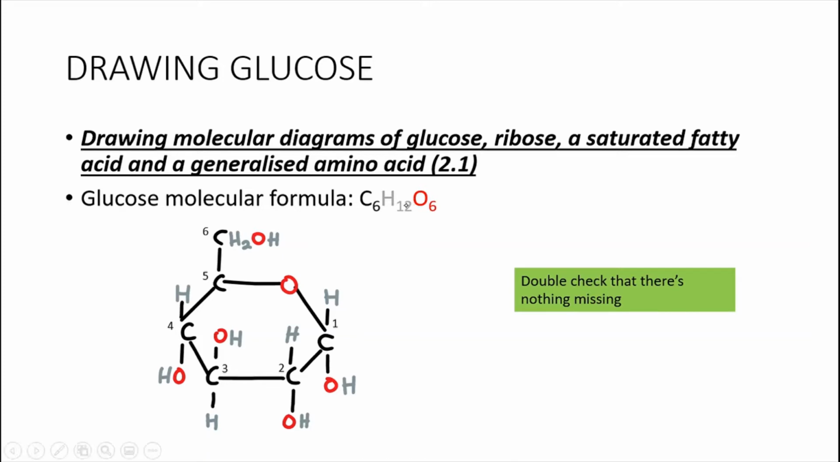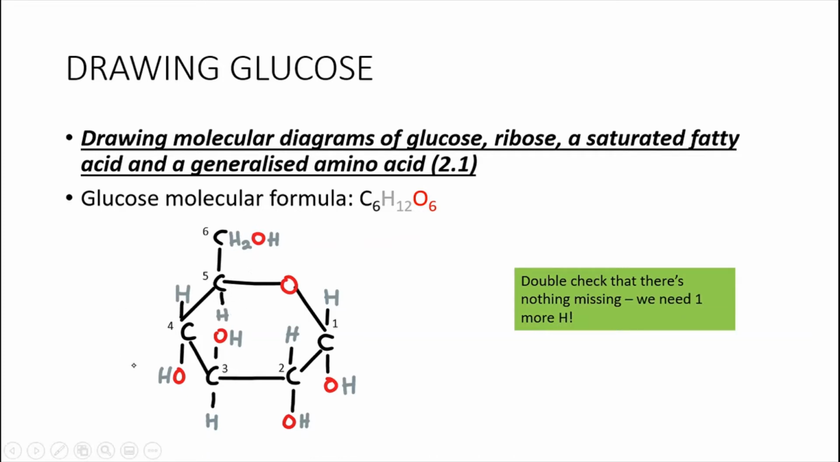So we know that we need 6 carbons. If we count them, it's 1, 2, 3, 4, 5, 6. So we're complete there. With our oxygens, we need 6: 1, 2, 3, 4, 5, 6. And for hydrogen, we need 12: 1, 2, 3, 4, 5, 6, 7, 8, 9, 10, 11. So we only have 11 hydrogens, we're missing 1. And we put this hydrogen on carbon 5.